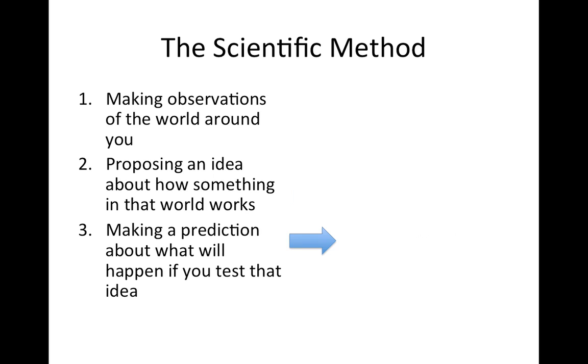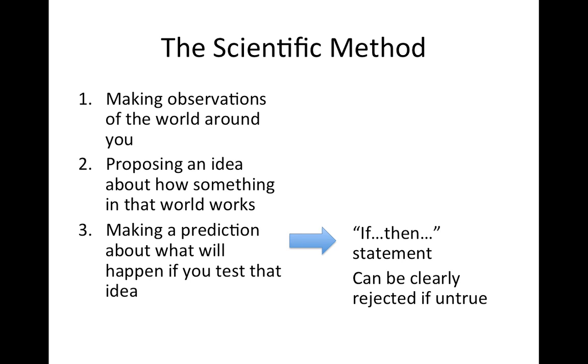The third step in the scientific method is you make a prediction about what will happen when you test your idea. That typically takes the form of an if-then statement. So if I do such and such, then such and such will happen. Your prediction should be stated so that it can be clearly rejected if it's not true.